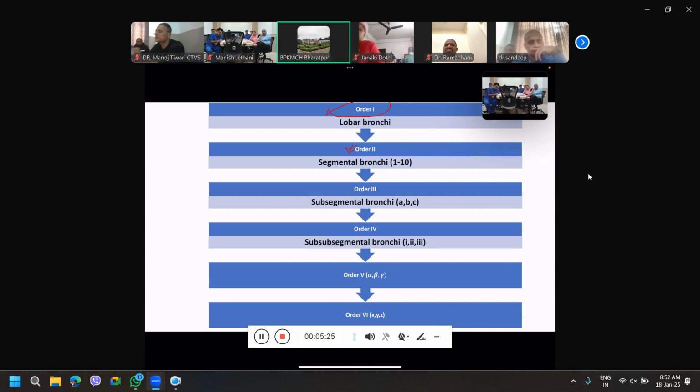On the right side, we have 10 segmental bronchi, whereas on the left we have only 8 segmental bronchi. Then coming to order 3, these are the subsegmental bronchi, which are further divided like A, B, C. Then order 4 subsegmental bronchi use Roman numerals like 1, 2, 3, etc. Order 5 has even been defined in the Japanese and Chinese literature, where alpha, beta, gamma are given.